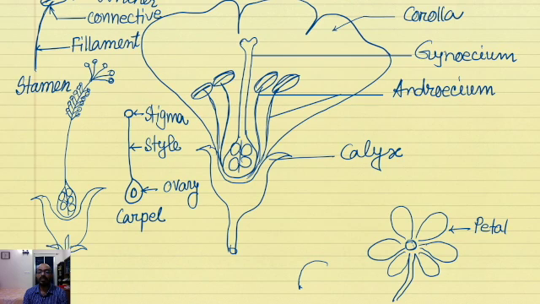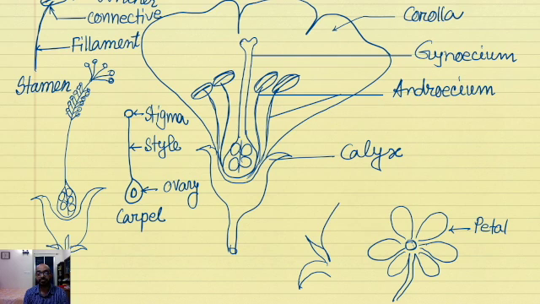Corolla is the united part of petals. Separated petals are known as petals, and united petals are generally known as corolla. So corolla and petals are interrelated. If it is separated, then it will be petals. If it is united, then we can call it corolla. So corolla and petals are interrelated with each other.